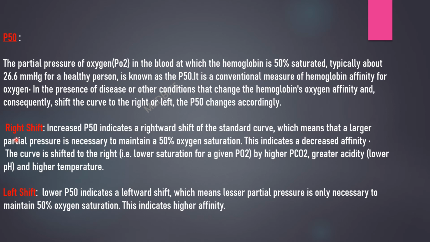When the curve is shifted right, what happens to P50? Increased P50. That indicates a rightward shift of the standard curve, which means that a larger partial pressure is necessary to maintain a 50% oxygen saturation. This indicates a decreased affinity. The curve is shifted to the right, that is lower saturation for a given PO2, by higher partial pressure of carbon dioxide, greater acidity, which means lower pH, and higher temperature. These are the factors affecting a right shift.